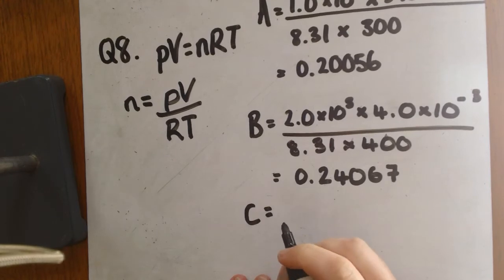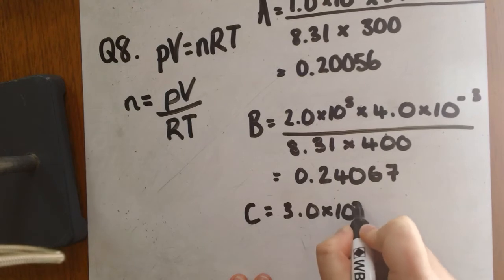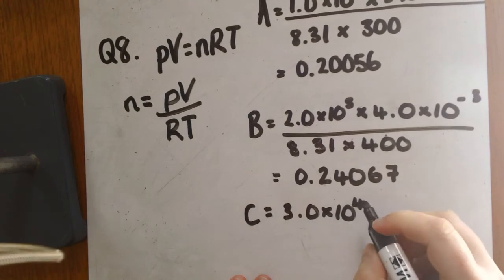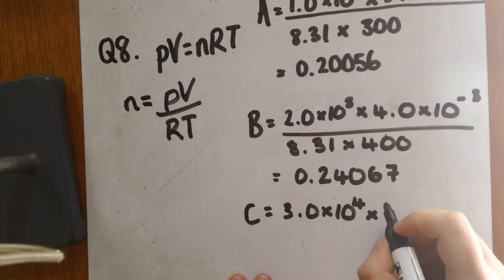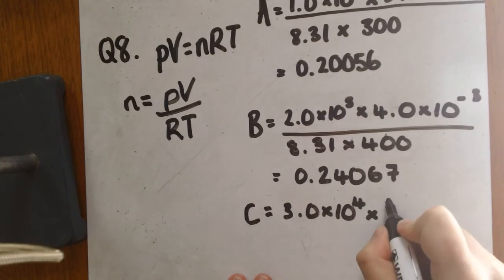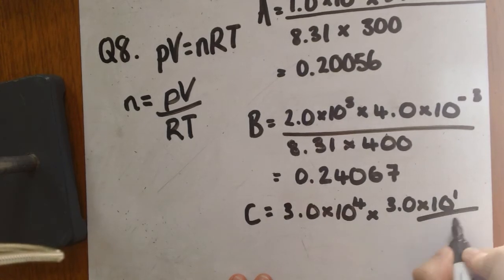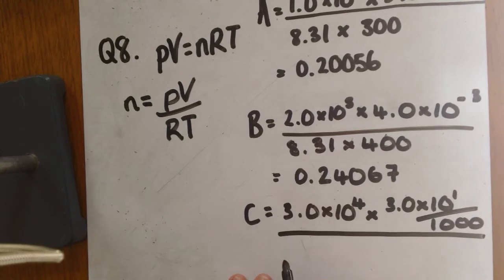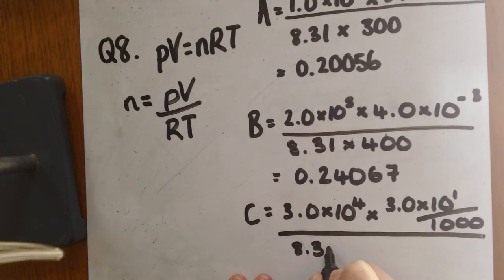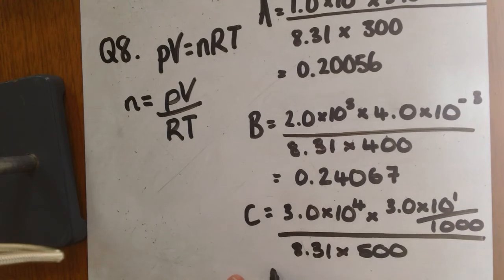C, we have got the pressure, that's in the correct units. Times by the volume, that's in decimeters cubed, so we need to do that number and divide it by 1,000. So I'm just going to write that in like so, but we need to divide that by 1,000 to get it into meters cubed. Then we've got our R value and our temperature, which is in the correct unit. And when we do that, we get an answer of 0.6166.